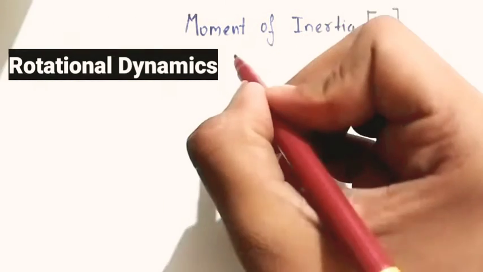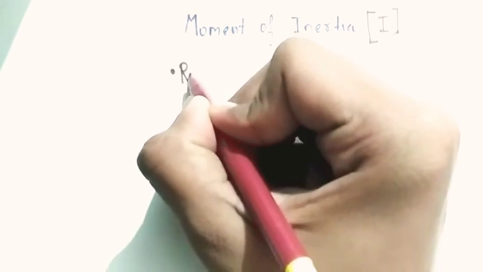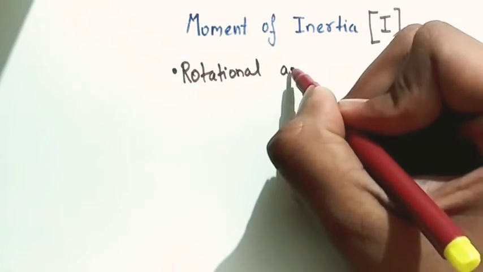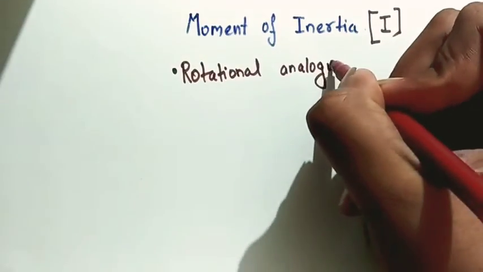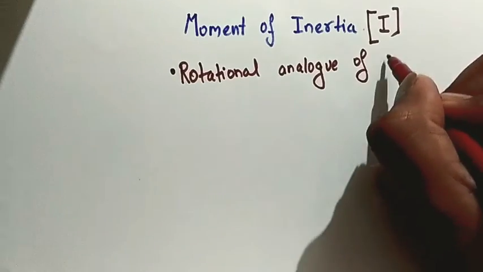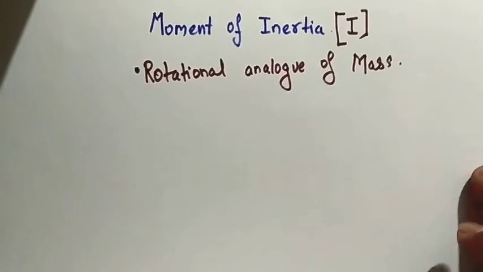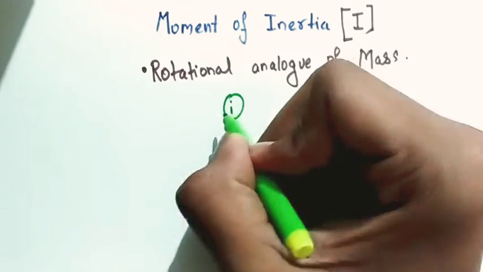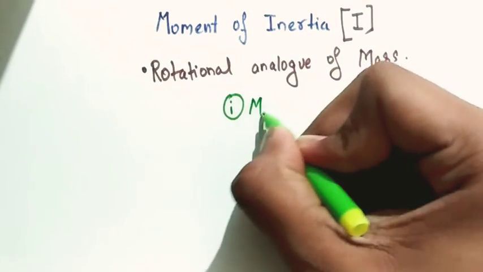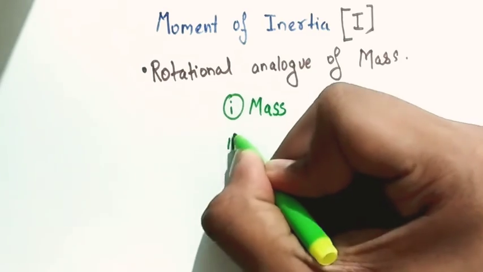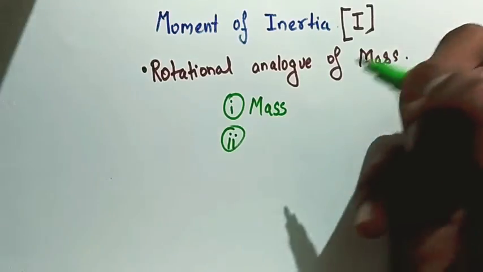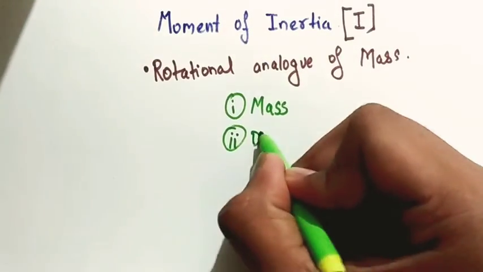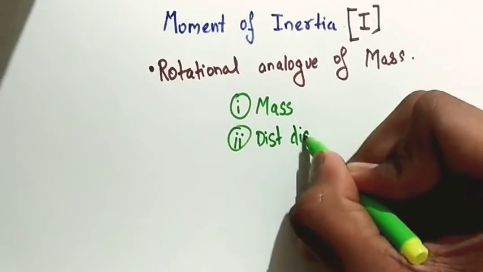So moment of inertia is what? It is nothing but rotational analog of mass, which depends on 2 points. First one is individual masses, and the second one is distribution of these masses about a given axis of rotation. Distance distribution. I am writing it in short.